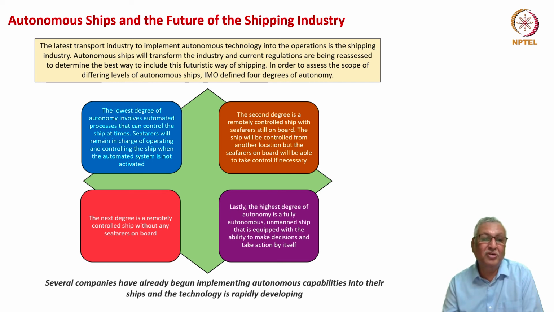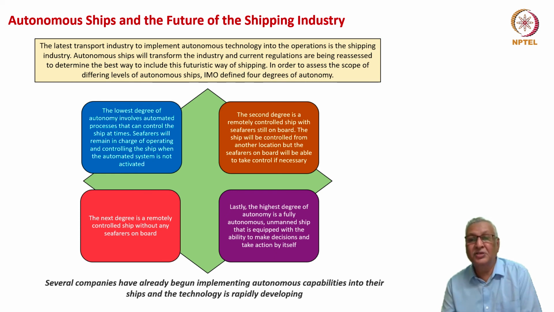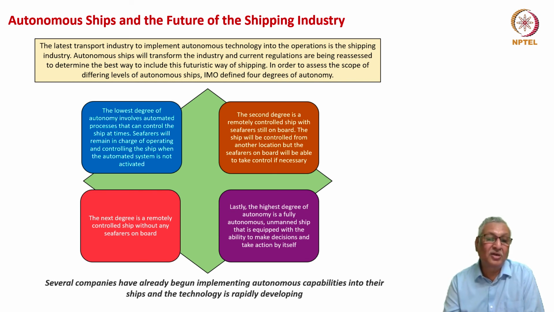The lowest degree of autonomy involves automated processes that can control the ship at times. Seafarers will remain in charge of operating and controlling the ship when the automated system is not activated. The second degree is a remotely controlled ship with seafarers still on board. The ship will be controlled from another location, but the seafarers on board will be able to take control if necessary. The third degree is a remotely controlled ship without any seafarers on board.